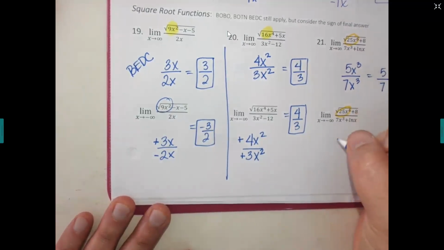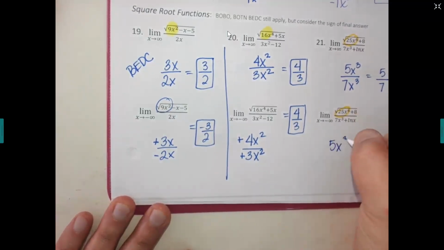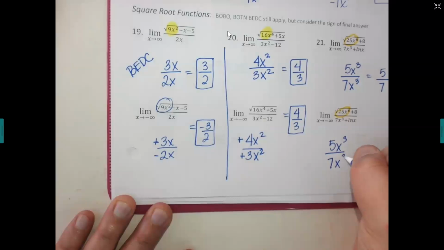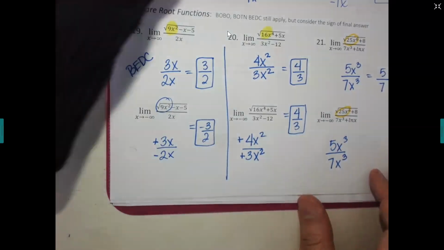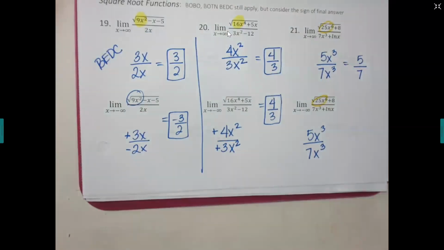Now let's do my negative infinity. 5x^3 over 7x^3. Okay, give you another minute to think about it. Will it come out to be positive or negative for your final answer? Oh, you don't want to say? It is going to be negative. Okay, let's talk about why.